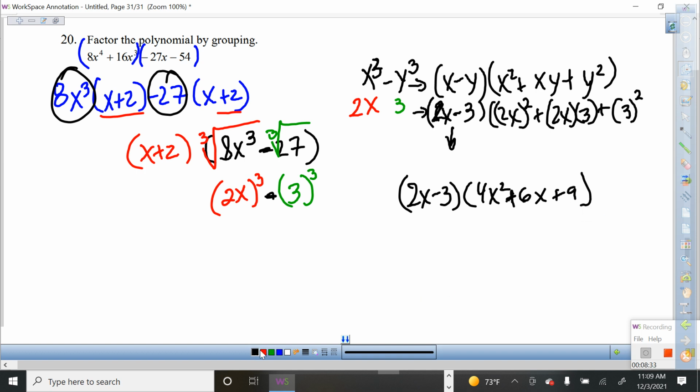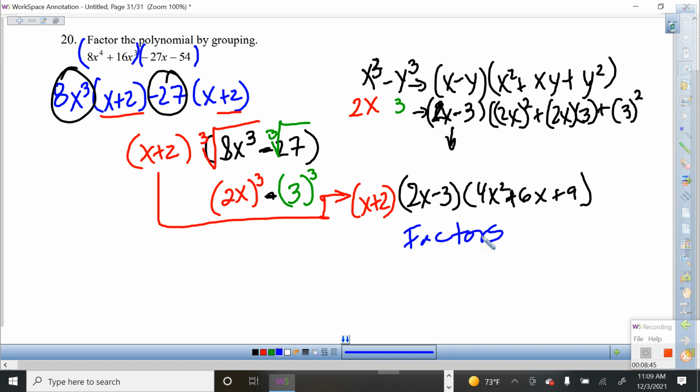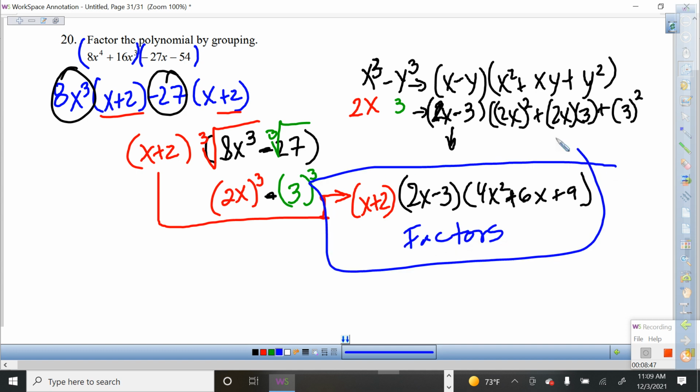Am I done? No. The BFF is x plus 2, and these are my factors. Hands up if you got that by yourself. Okay, alright. Let's go to our blank sheet of paper.